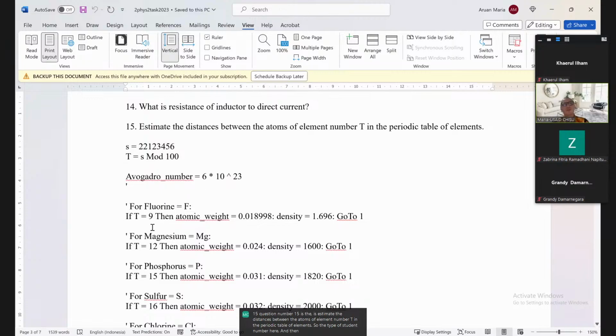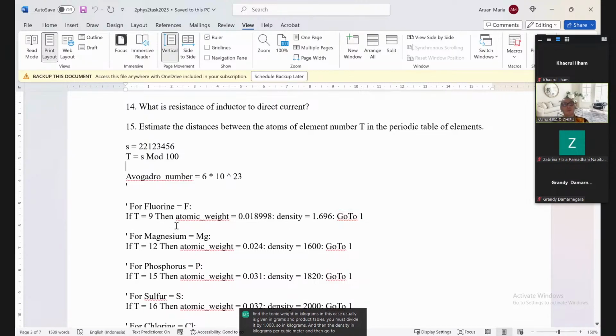And then if you don't see your T number in the list, then you must write this line for your T number, right? You must find the element in the periodic table. You must find atomic weight in kilograms in this case. Usually it's given in grams in periodic tables. You must divide it by 1,000, so in kilograms. And then the density in kilograms per cubic meter, and then go to 1, just like that.